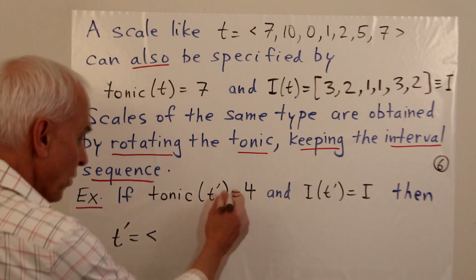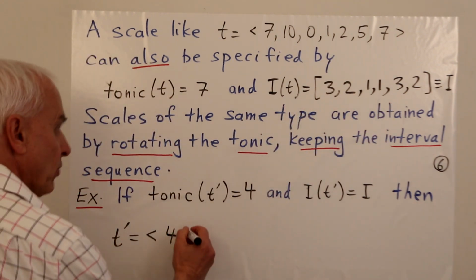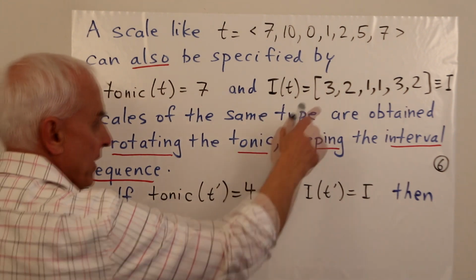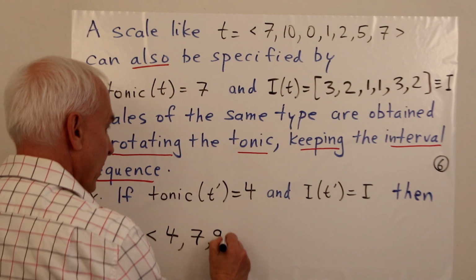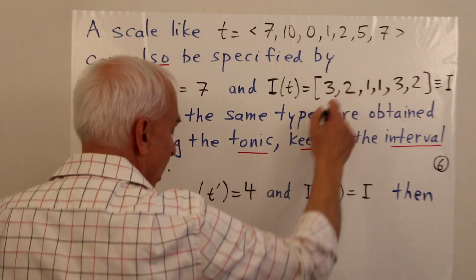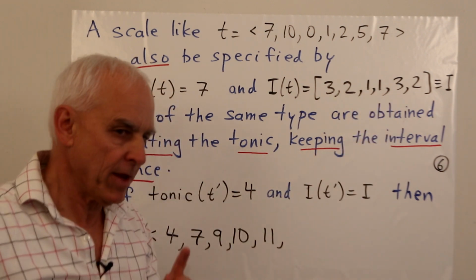Let's do it. So it has to start with 4, and this is the interval sequence. So the next one differs from 4 by 3, so it's going to be 7. The next one we have to add 2, we get 9. The next one we have to add 1, we get 10. The next one we have to add 1, we get 11. The next one we have to add 3. Okay, so this is a little bit tricky.